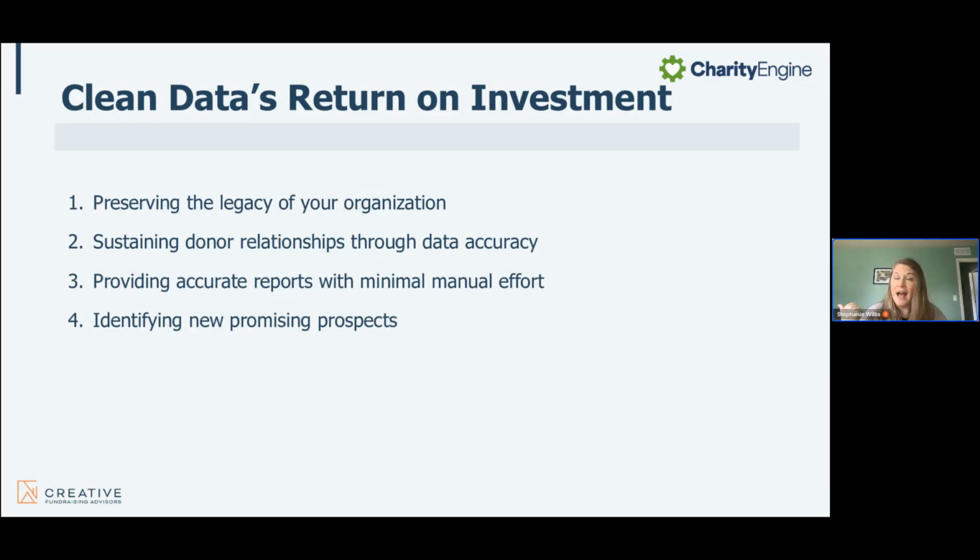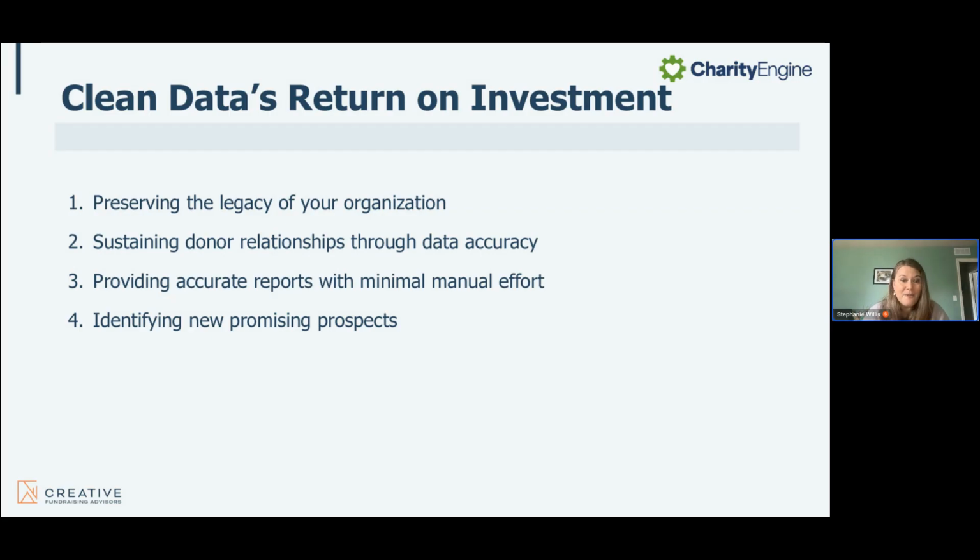He said, I can't trust you to send me an accurate mailing at the address I want. Why am I giving you that? Now, that is a real huge case, but it does happen. And so again, the cleaner your data, the more you can protect. That's what I mean by the legacy of your organization and going into sustaining donor relationships. You do not want to piss off donors.